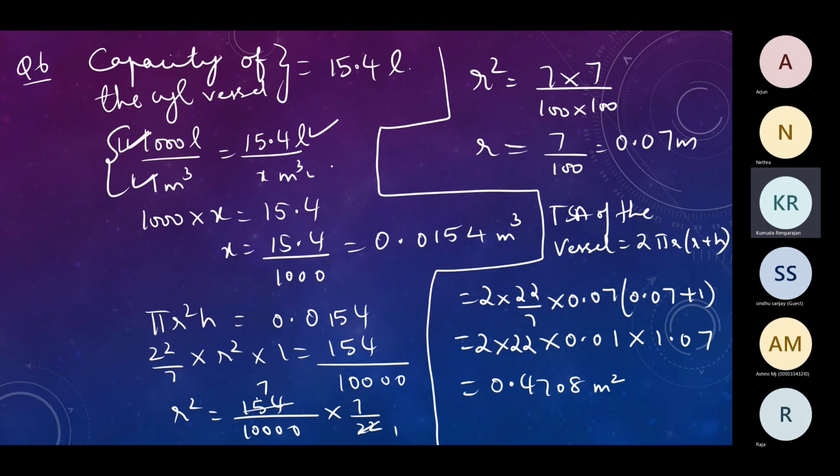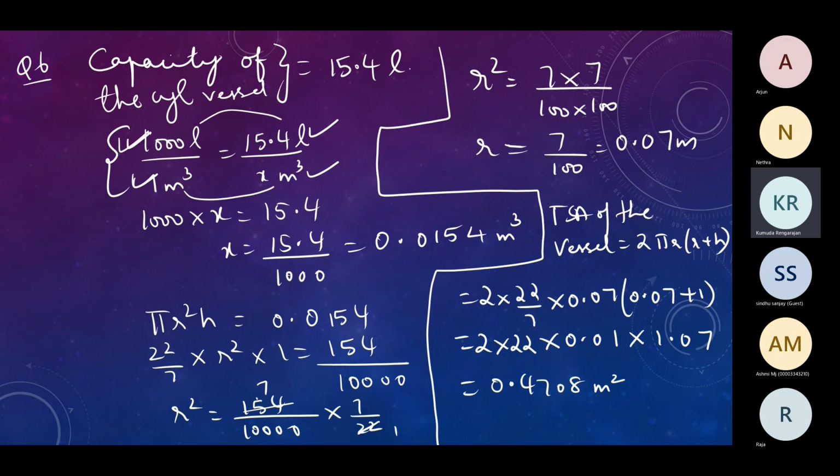Then 15.4 liters is how many meter cubed? Liter in the numerator, meter cubed in the denominator, or you can write it the other way. So on working, we get the capacity of 15.4 liters is nothing but 0.0154 meter cubed. Now that is the capacity. So pi r square h is equal to 0.0154, it's a cylindrical vessel. Height is 1 meter. So on working this, we get r is 7 by 100 or 0.07 meters.